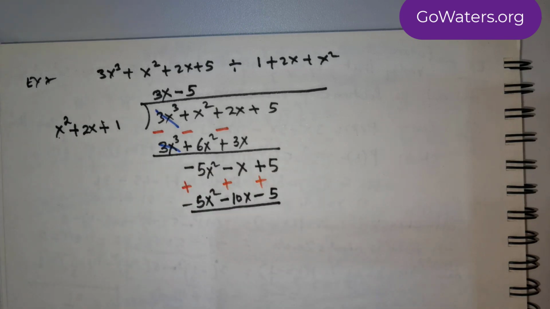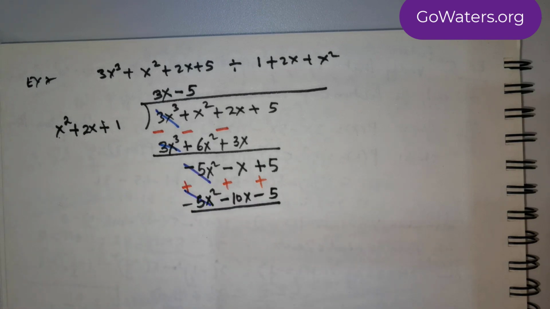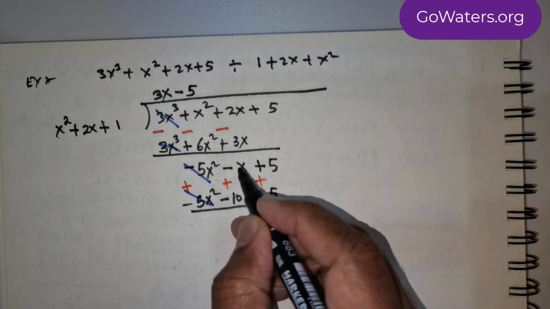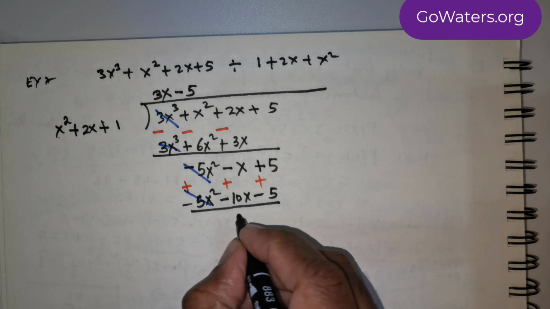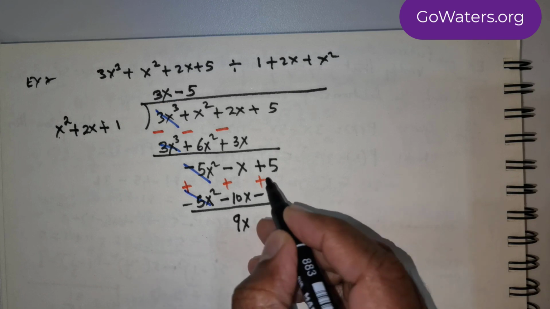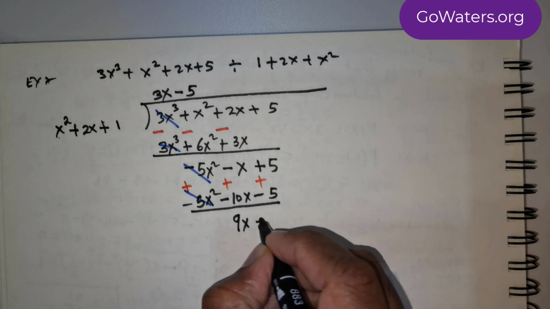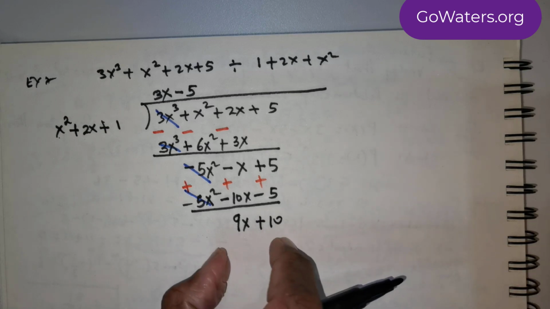Now you add them. So what happens when negative 5x squared is added with positive 5x squared? They get cancelled. You don't have to place 0 there. Now negative x is added with positive 10x. Now this would give you positive 9x. Positive 5 added with positive 5. This would give you positive 10. That's all. You don't have to reduce it still further.